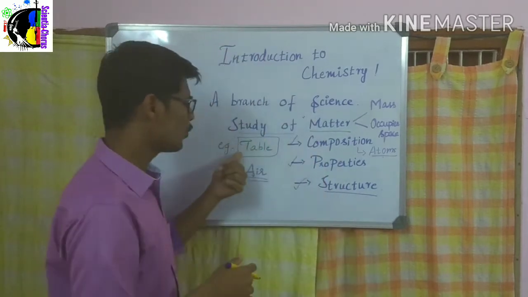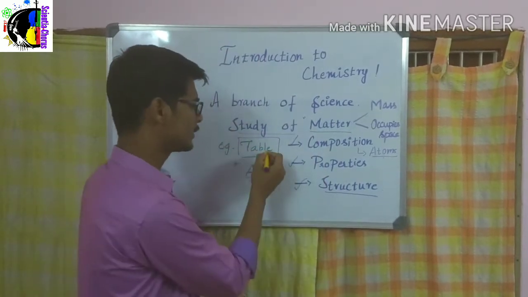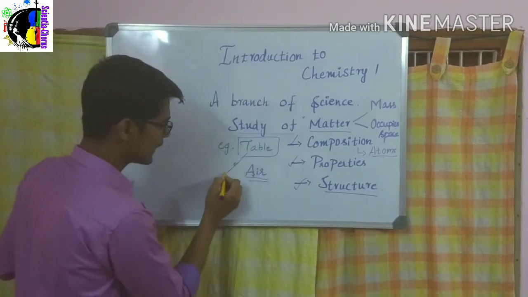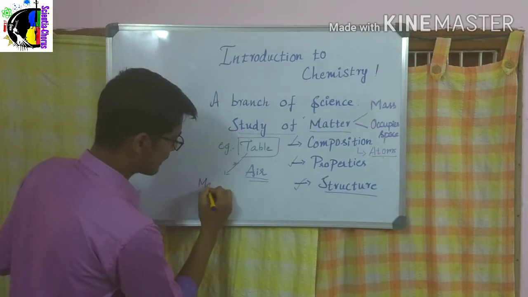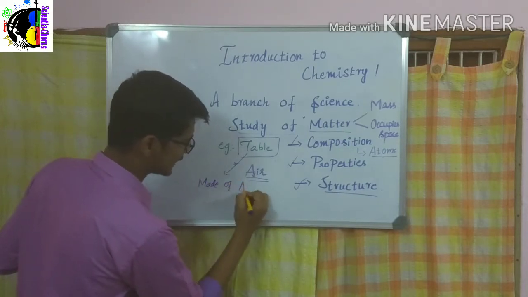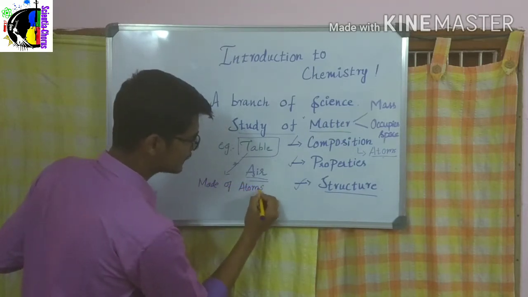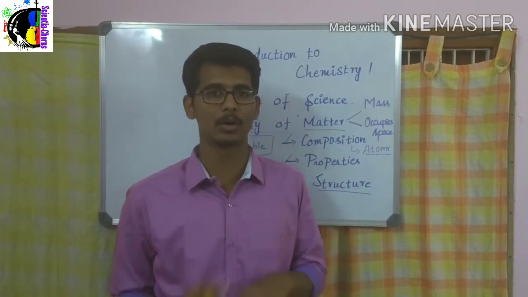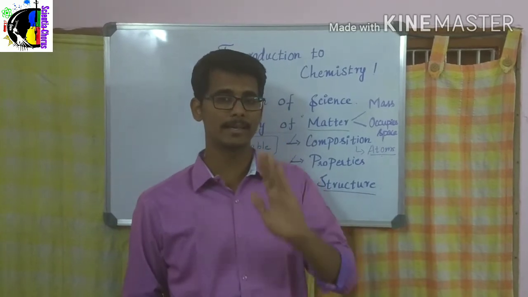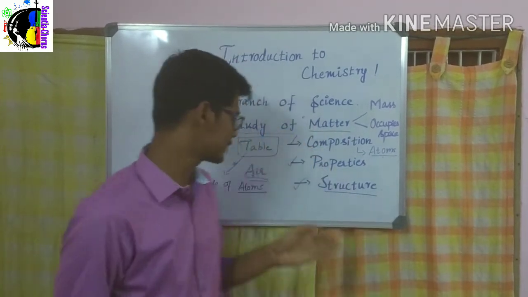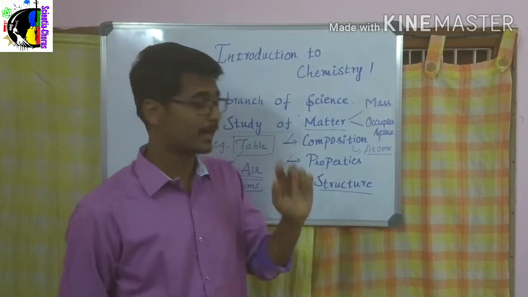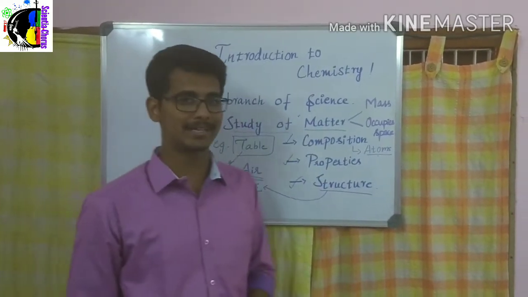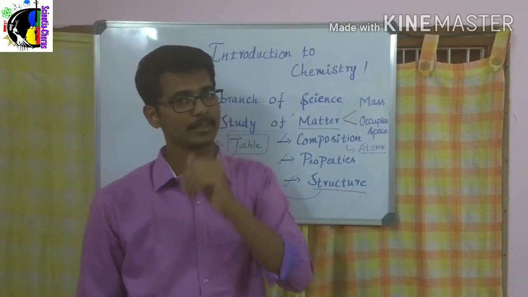Now, what is the composition of this matter? As I told, the composition of matter is nothing but atoms. So this table is made of atoms, some particular atoms. There are different types of atoms and there are some particular atoms present in this table. Now, what is the structure of these atoms present in the table, that we learn.